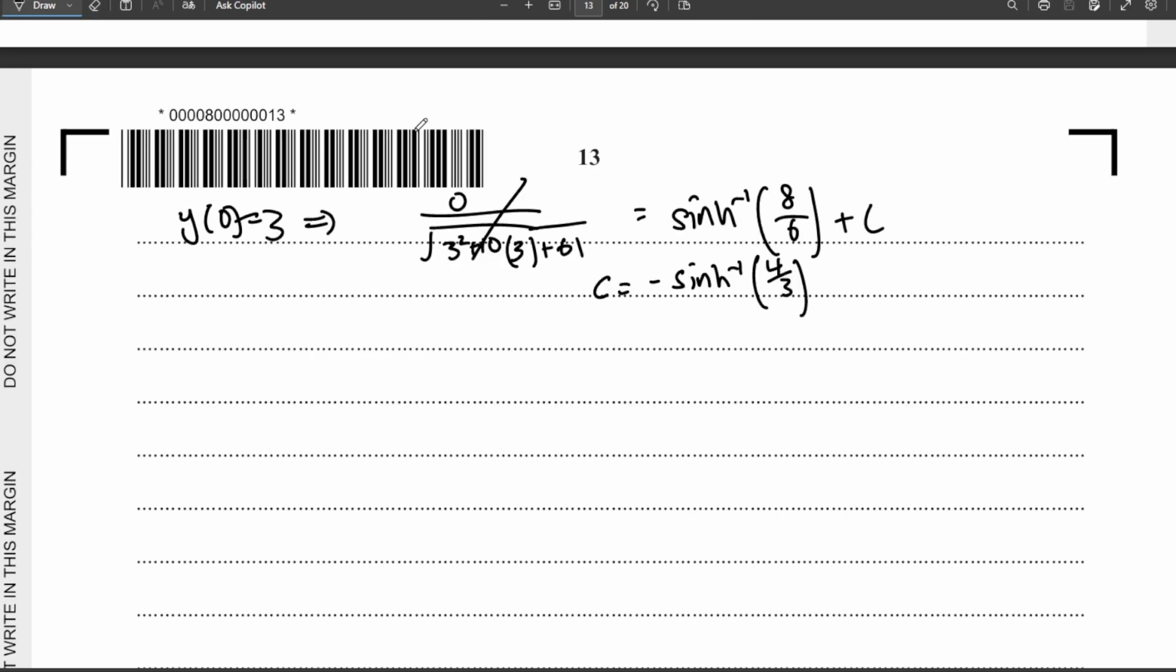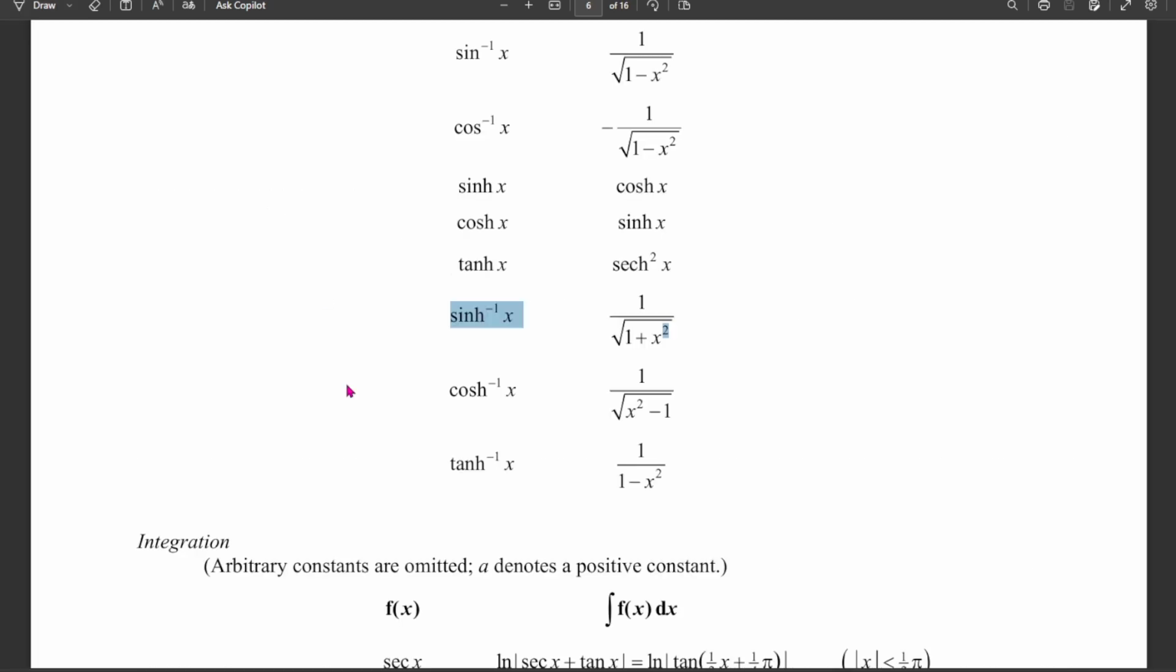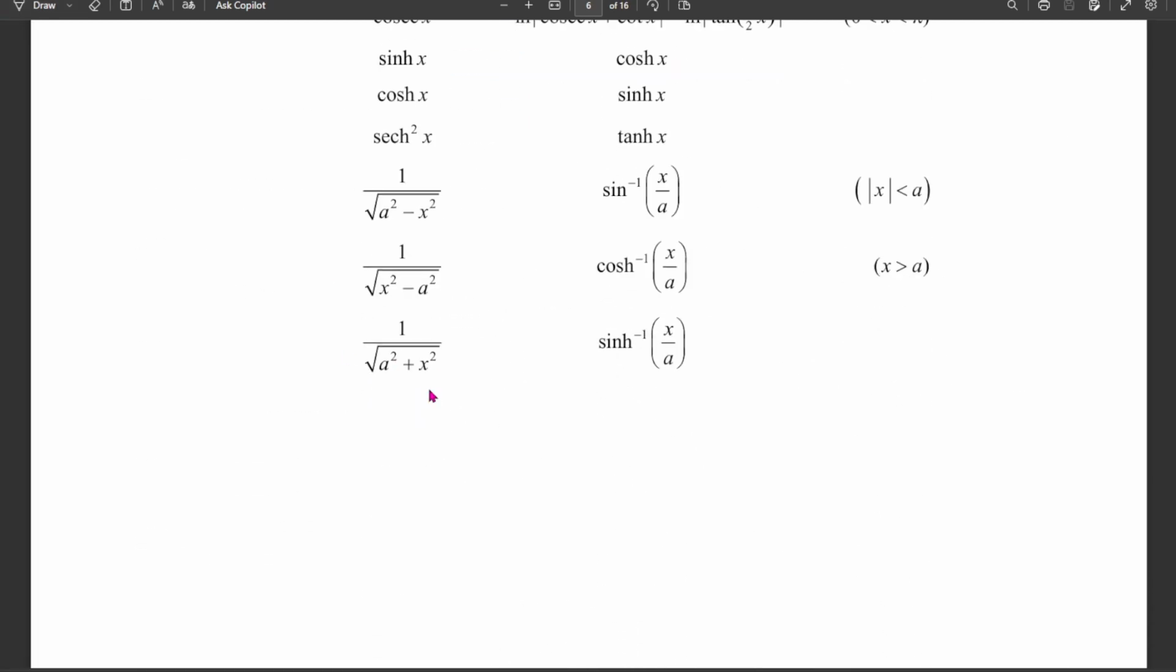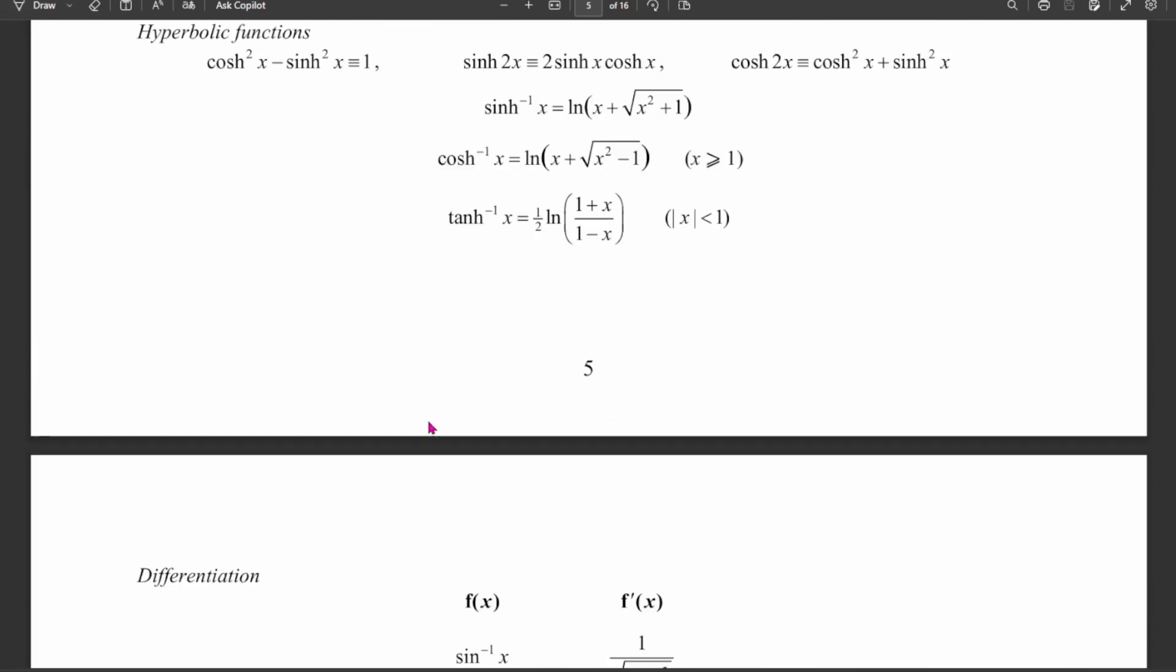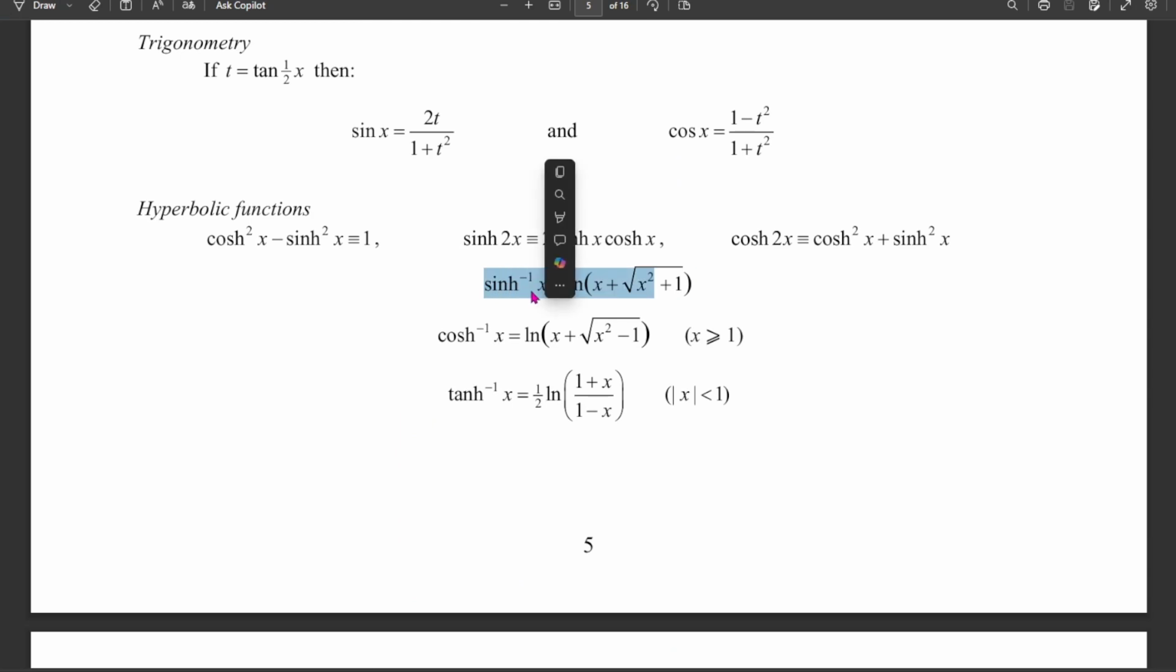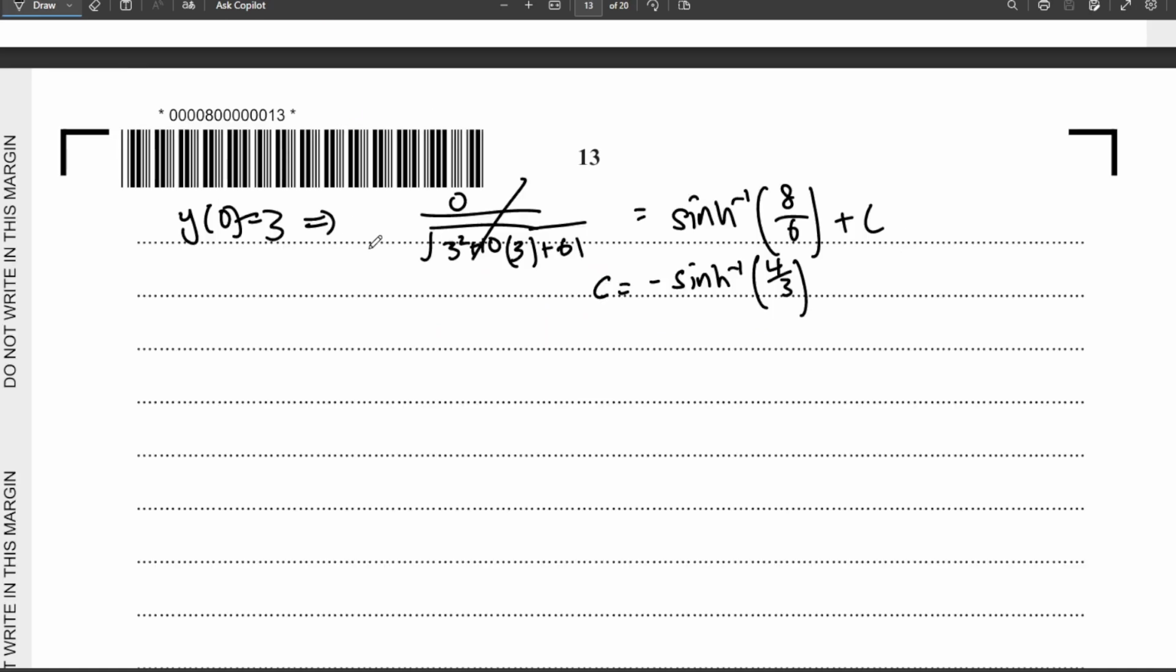Now that we have the arbitrary constant, because they want it in the exact value form, we can use the identity given to us in the formula sheet, that the inverse hyperbolic sine will be the natural log of that one. So I'm just going to write it down, and this will come down to negative ln 3.